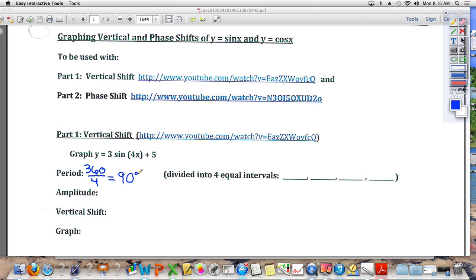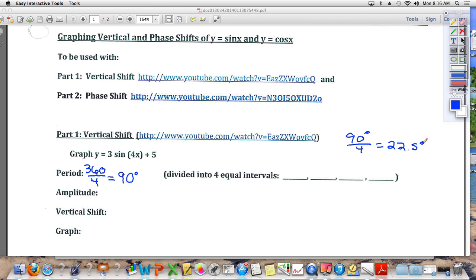That 90 degrees means that you're going to have a complete rotation within the graph every 90 degrees, so it's going to be repeating itself very frequently. If the period is 90 degrees and I'm asking you to divide it into 4 equal intervals so that you can get your 5 key points, what do you do to divide your period into 4 parts? Take 90 degrees and divide it by 4. What is 90 degrees divided by 4? 22.5 degrees. Good job, Ricardo.